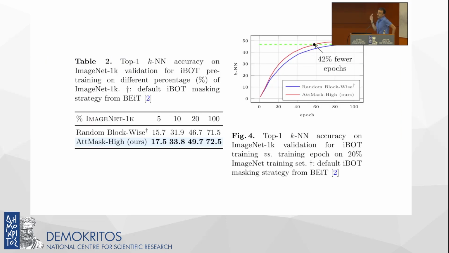And the main benefit of using this more clever way of selecting what to hide from your data is that you gain efficiency again. You accelerate the pre-training process, which is very, very important.